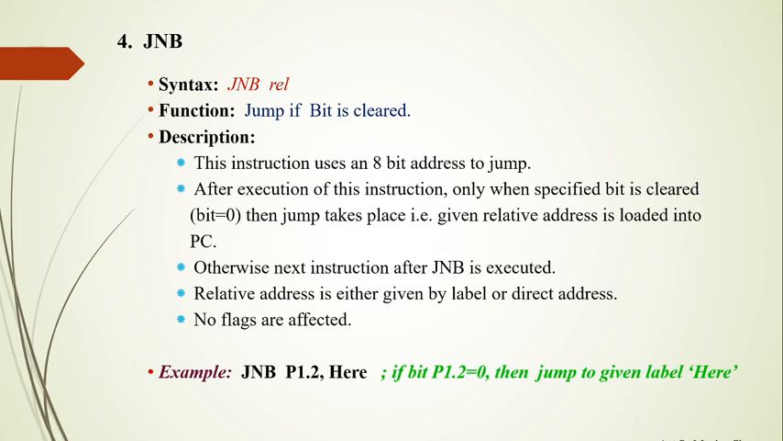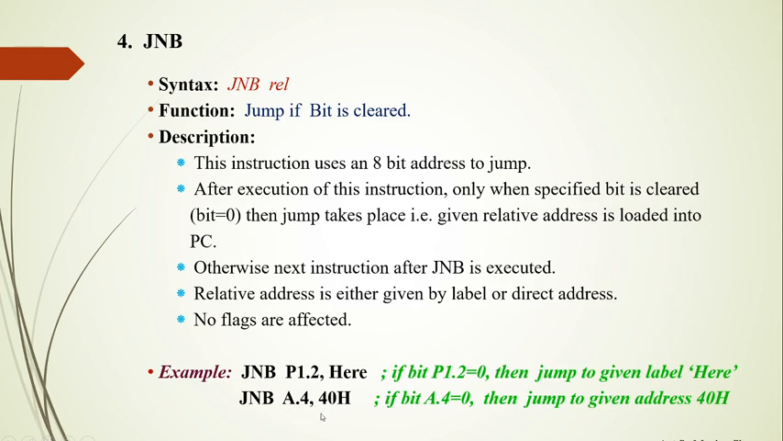For example, JNB P1.2, here. If the given bit, that is P1.2, is 0, then only jump to the label here. In this instruction, JNB A.4, 40H. If this 4th accumulator bit is 0, then only jump to the location 40H. Otherwise, execute next instruction.